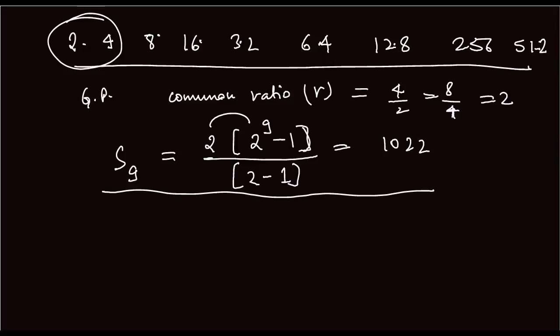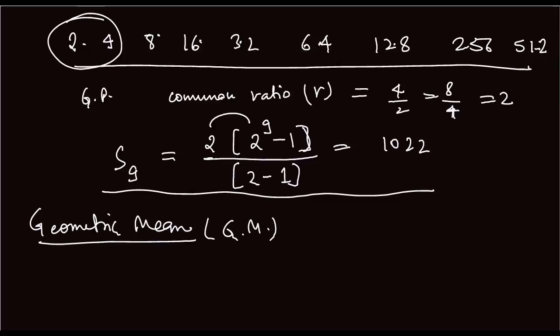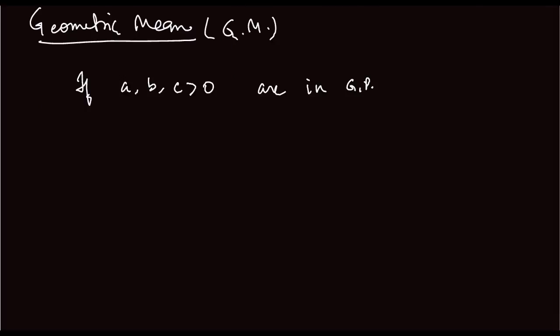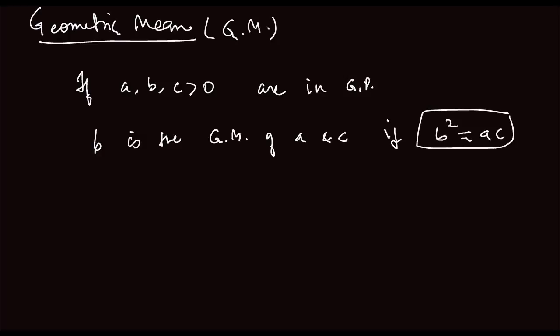Fine. Now we will move on to the geometric mean, also called GM. Let's say A, B, C are three numbers which are greater than 0 and are in GP. Now B is the geometric mean of A and C if it satisfies this equation, that B square is equal to A into C. Now this is easy.